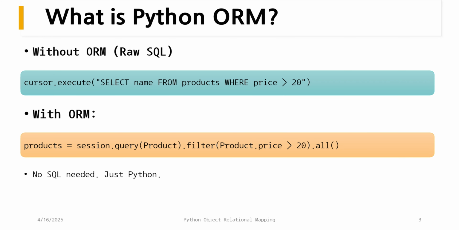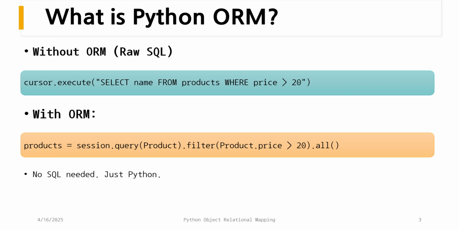Let's take a closer look at what's happening in both of these examples. On the top, we're using what's called raw SQL. SQL, or "sequel," stands for Structured Query Language. It's the language used to talk to databases. In this case, you're telling the database, give me the product names where the price is greater than 20. The cursor that executes is the Python code that runs the SQL statement.